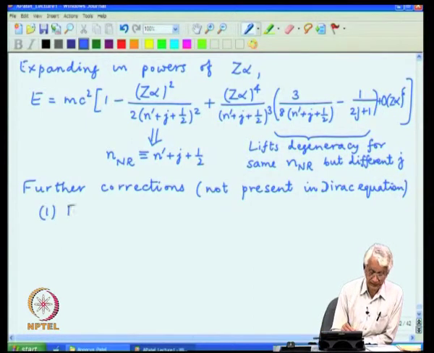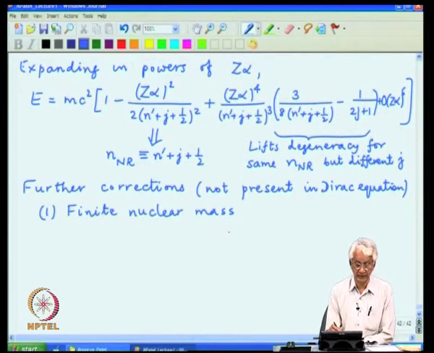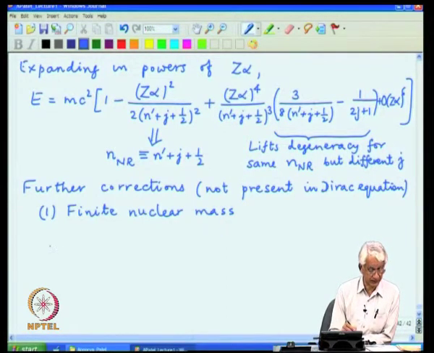One is the finite value of the nuclear mass. In Schrodinger's equation, this can be included by using a reduced mass for the electron, but that is not possible in case of Dirac equation, and one has to actually calculate the effect of the finite mass using a perturbation theory calculation. It shifts the energy levels somewhat.